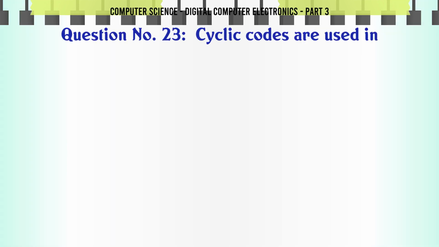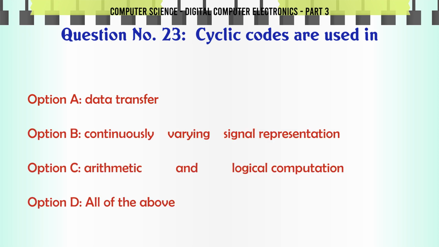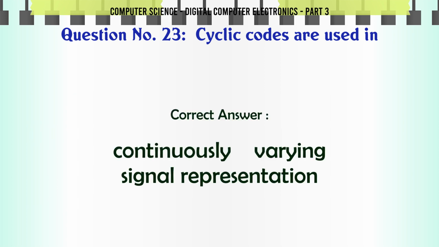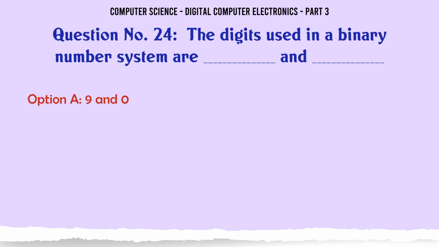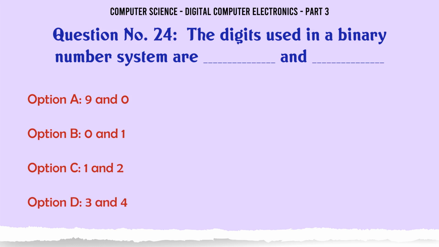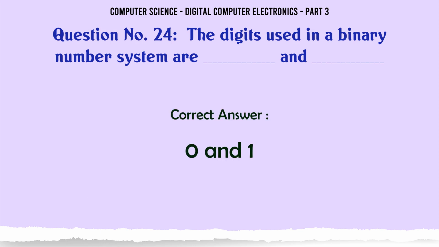Cyclic codes are used in A. Data transfer. B. Continuously varying signal representation. C. Arithmetic and logical computation. D. All of the above. The correct answer is continuously varying signal representation. The digits used in a binary number system are and. A. 9 and 0. B. 0 and 1. C. 1 and 2. D. 3 and 4. The correct answer is 0 and 1.